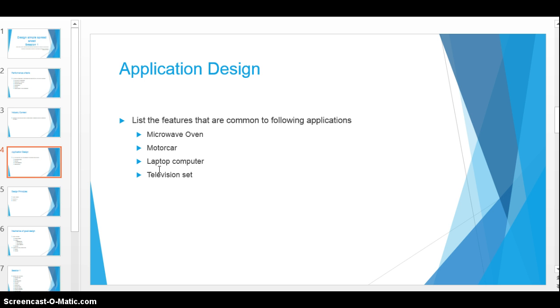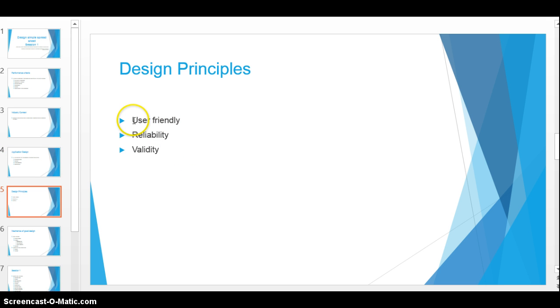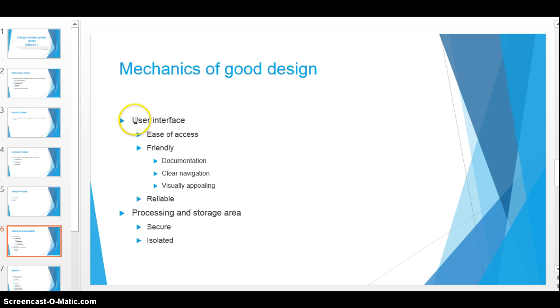Okay, now you have come back. Let us see what you have done. All applications, irrespective of the view, microwave oven, motor car, laptop computer, or a television set, all of them will have these features. They're user-friendly, they're reliable, and they're valid. What that means is they will have a user interface which is easy to access. It is friendly in the sense there'll be documentation, there'll be clear navigation, and they'll be visually appealing.